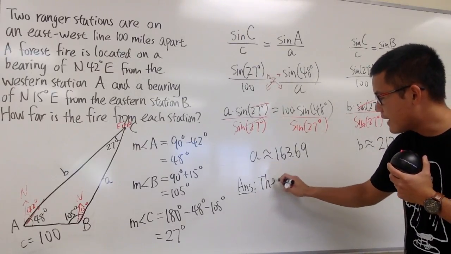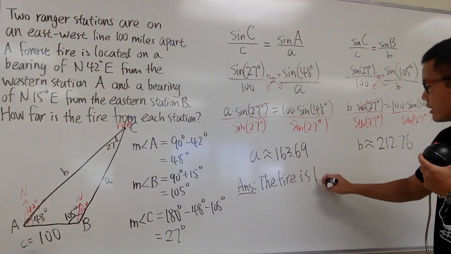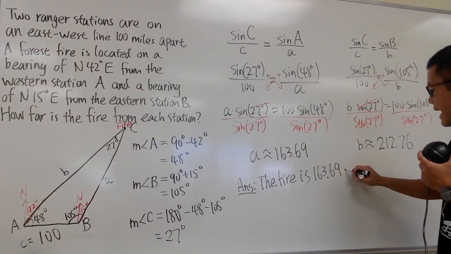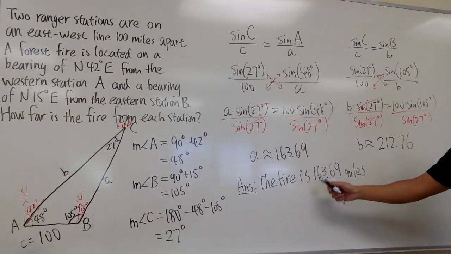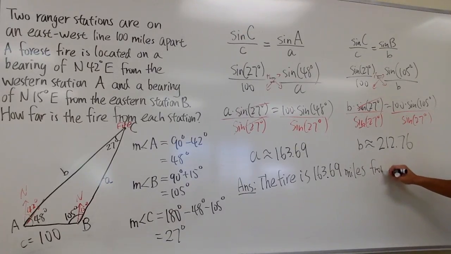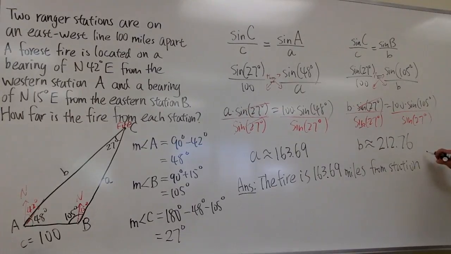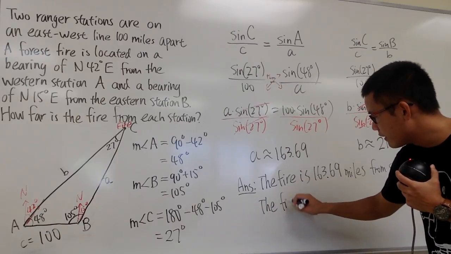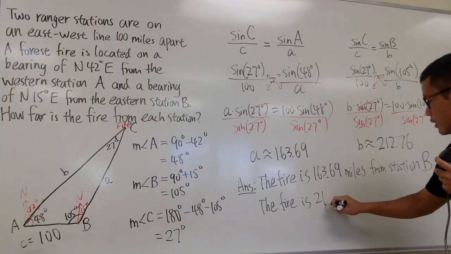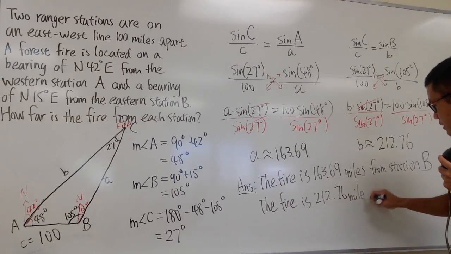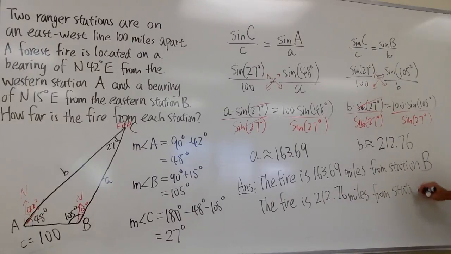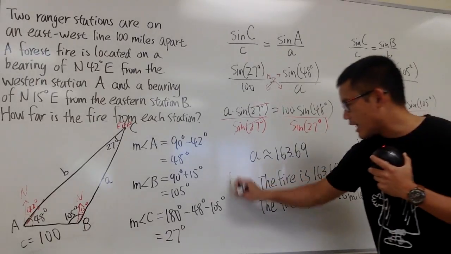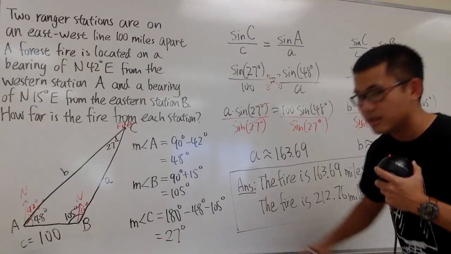I will just say the fire is 163.69 miles, approximately speaking, right? The fire is 163.69 miles from station B, okay? And on the other hand, when you have the little b value, this is actually the distance from the fire to station A, right? So I will just tell you guys right here. On the other hand, the fire is 212.67 miles from station A, right? And this is how you should answer the question whenever you have a situation. And that's it.